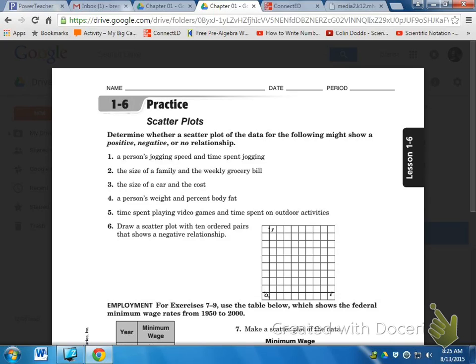So here's what you need to think of. I'm going to do a picture like this. You don't have to draw this. I just kind of want you to watch. This is saying for number 1, a person's jogging speed. So whatever is first is along the x-axis. So this would be the jogging speed down here. And then this would be the time that they spent jogging. Okay? So you always picture this corner as 0.